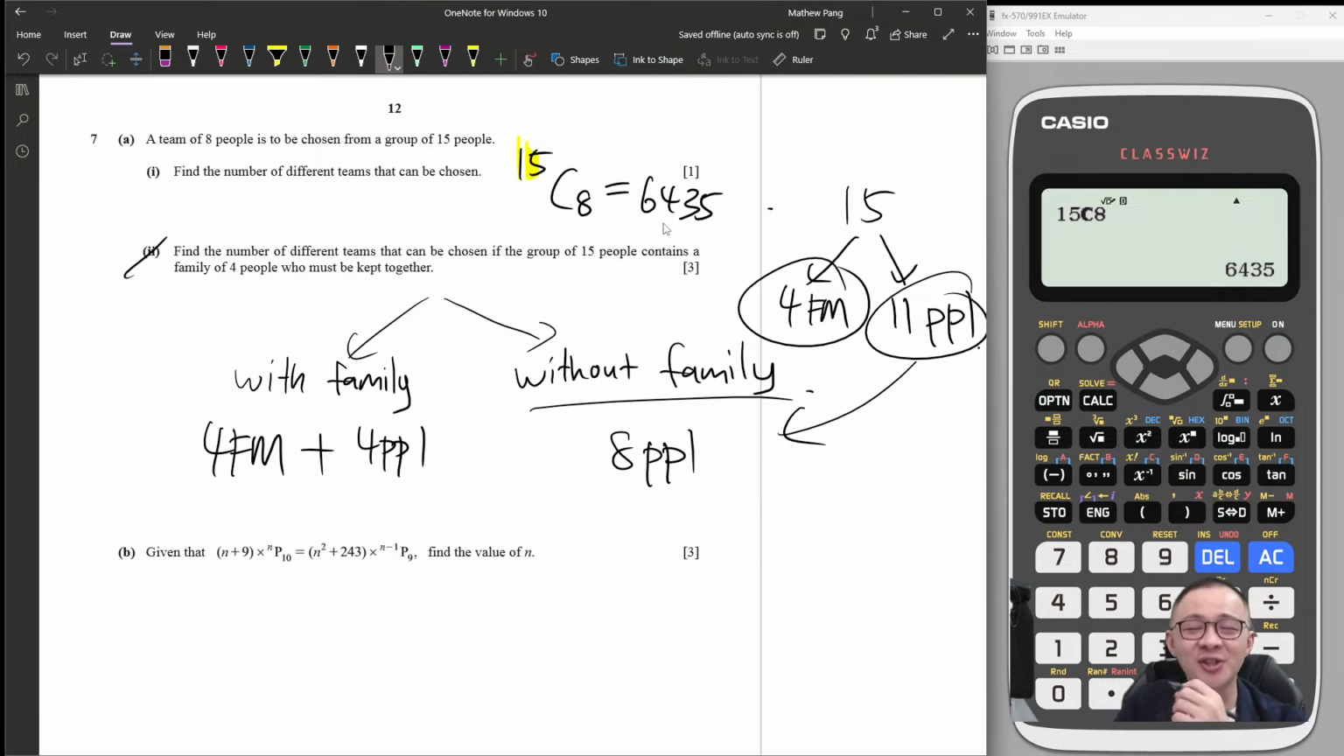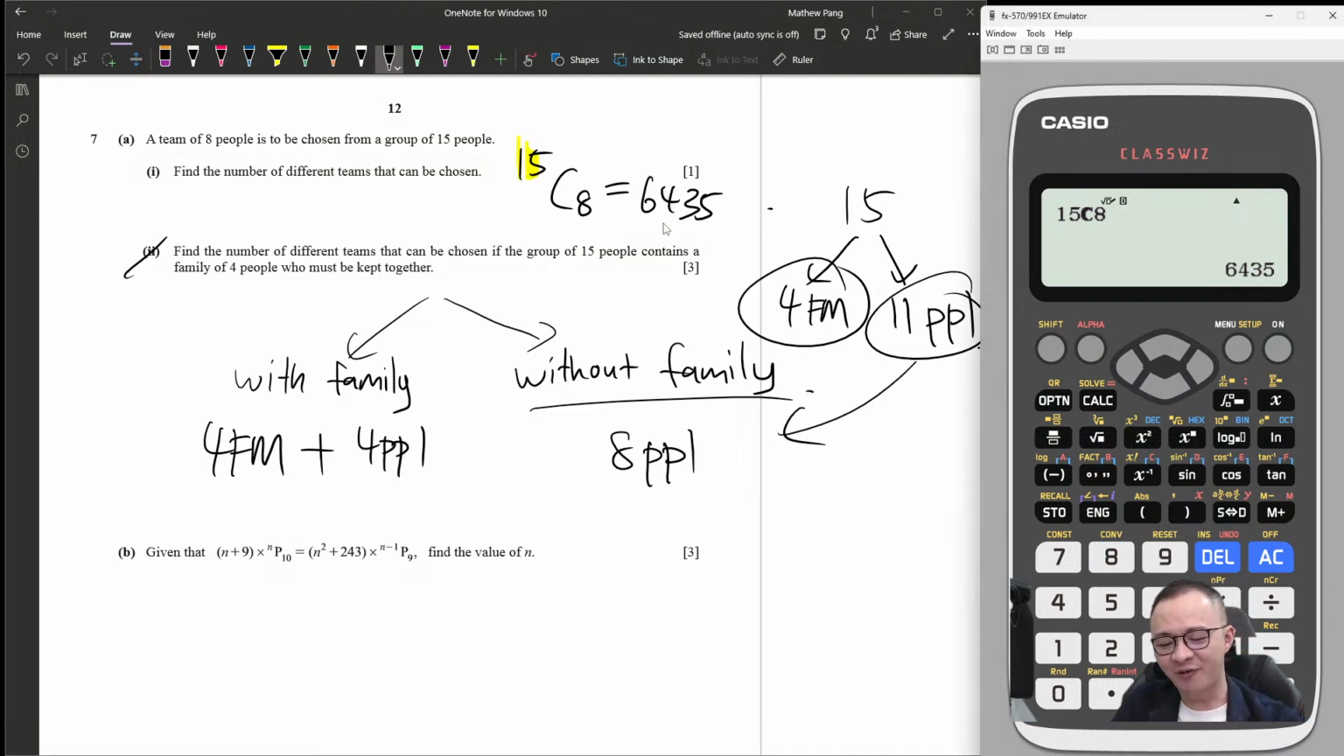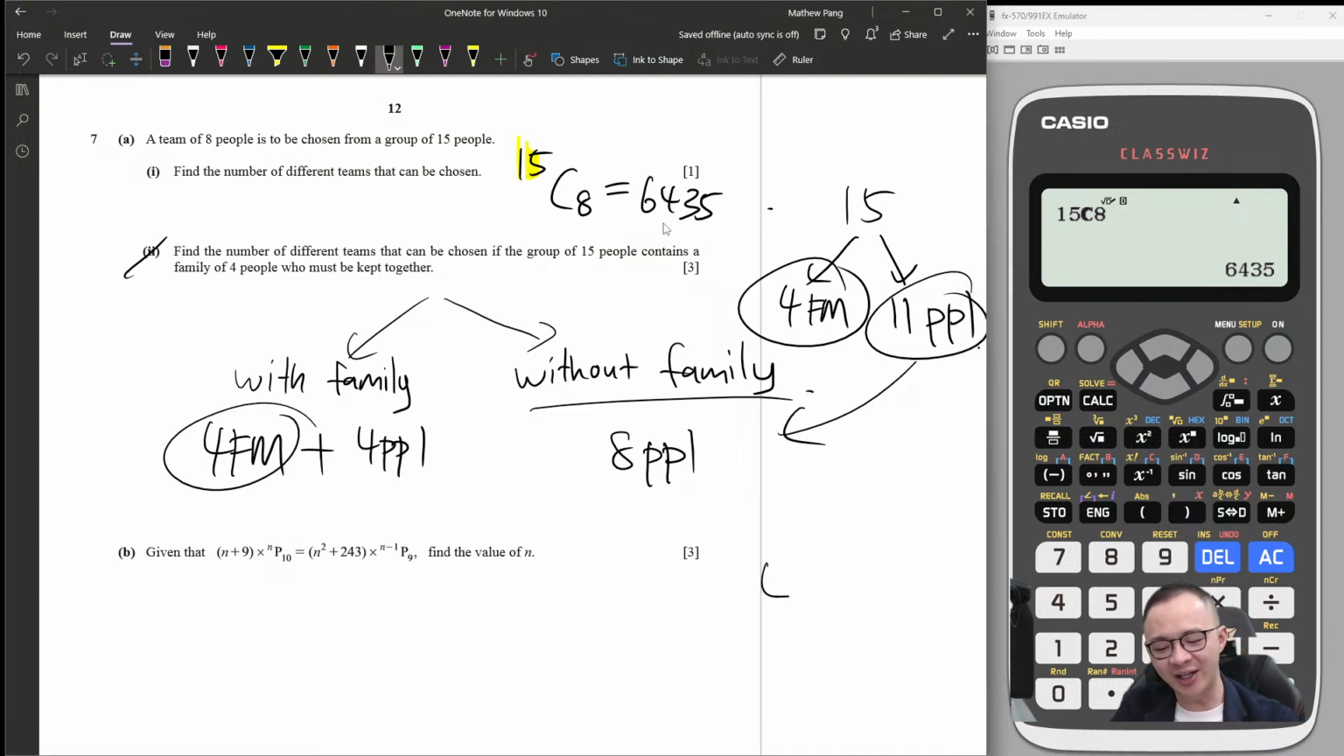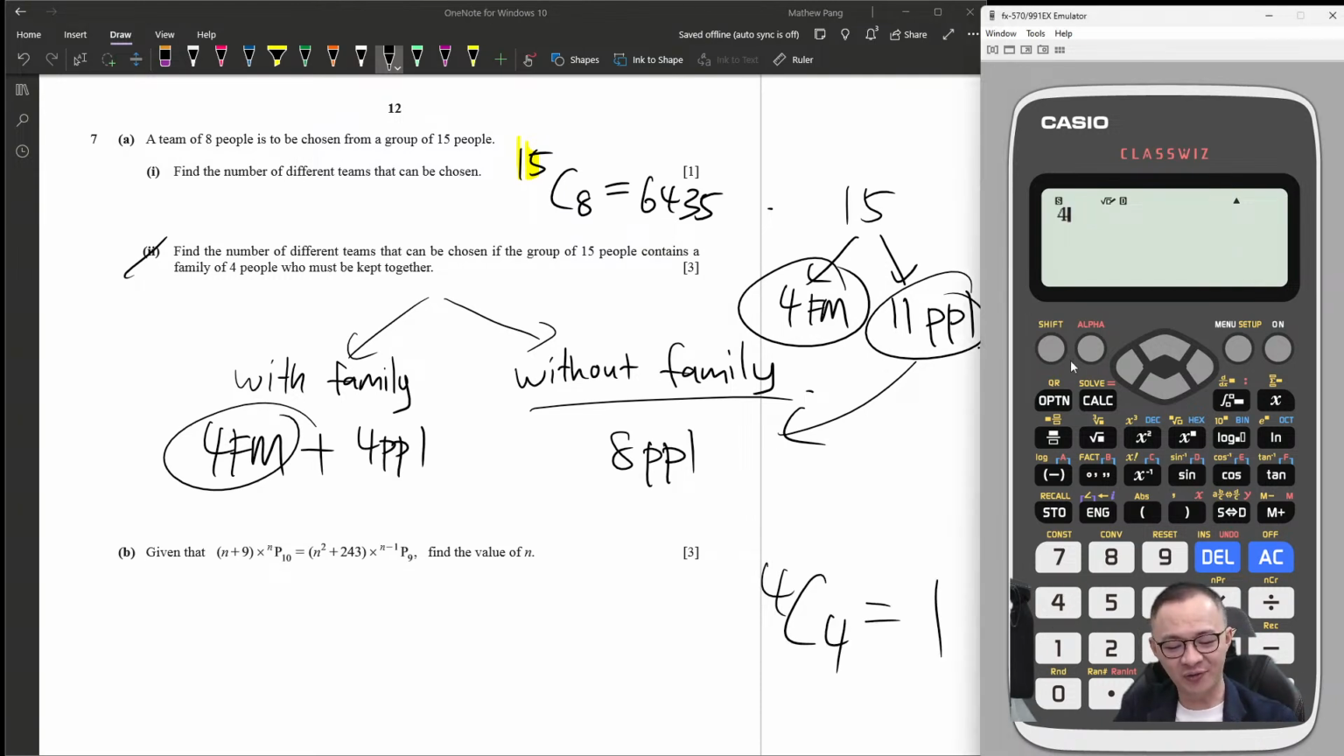Now go to the method to choose the family members. If you want to choose the family members, you have 4 family members, you will choose all the 4, right? It's called 4C4. If you type 4C4 in the calculator, it's 1. Basically, if I want to choose the family members, I purposely walk in front of the family members and choose them. It's not like I close my eyes and randomly choose the family members like that. No. So if I want to choose the family members, there's only one way. Or you can think of it as 4C4, so one way is 1.